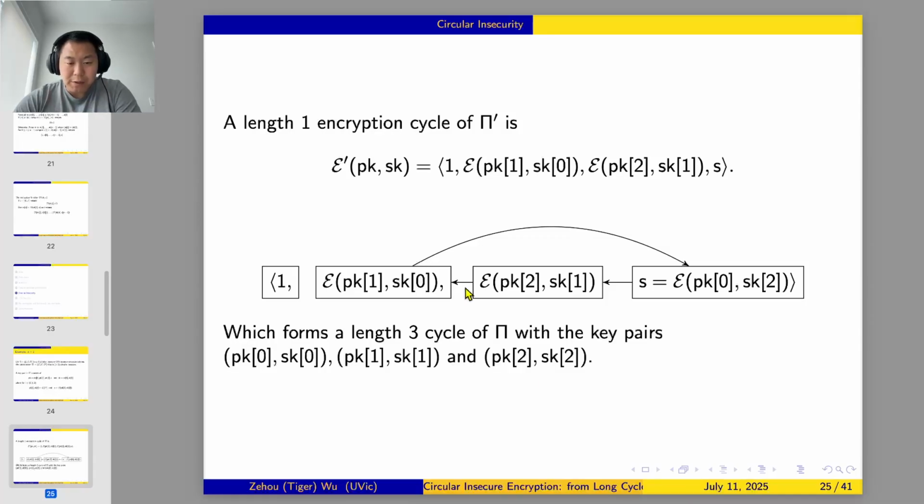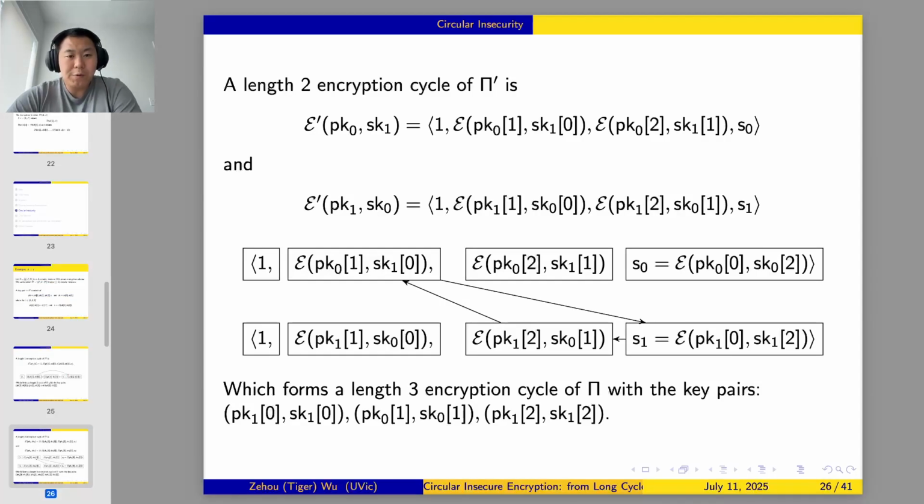If we look at this figure here and follow the arrow, we can observe pk0 encrypts sk2, and sk2's corresponding public key is pk2, which encrypts sk1, and the corresponding public key to sk1 is pk1, which encrypts sk0, whose corresponding public key is pk0. So this is a length 3 cycle of pi.